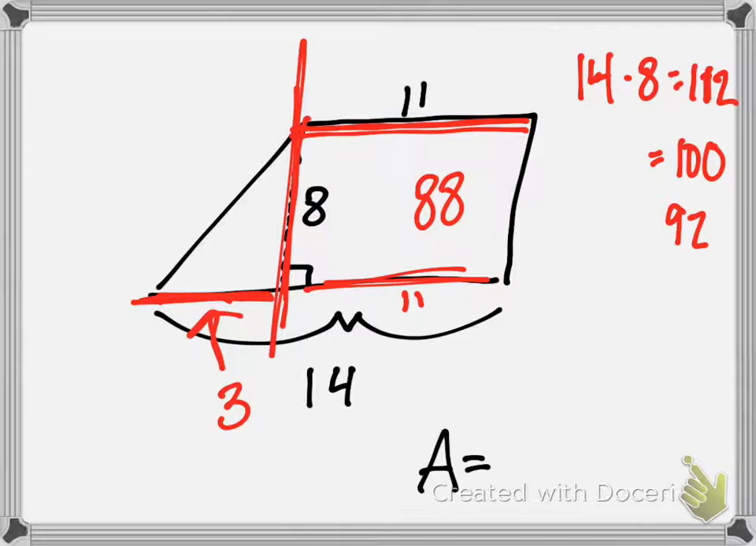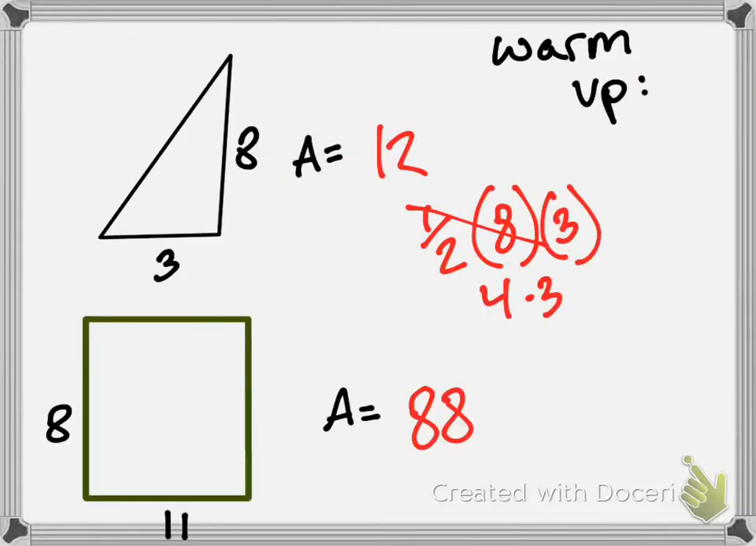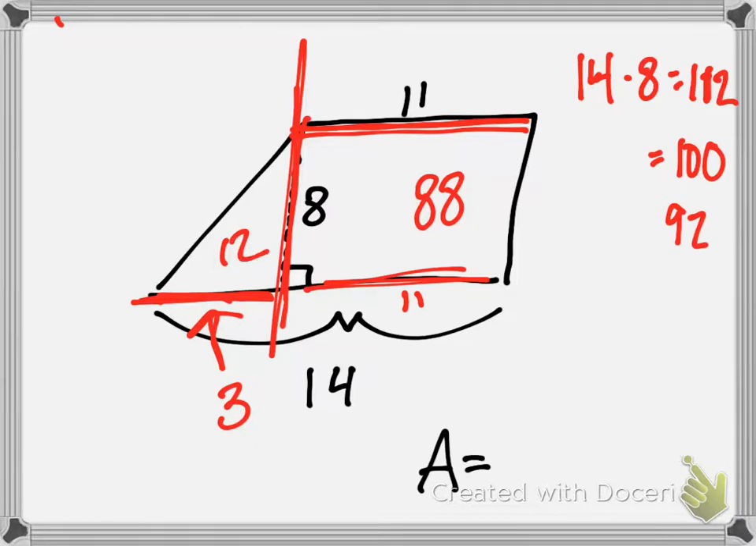So now I've got to find the area of my triangle. The area of my triangle is 1/2 base times height. 1/2, 3 times 8, as we see on this previous slide, is 12. When I add them together, I get the area of 100.